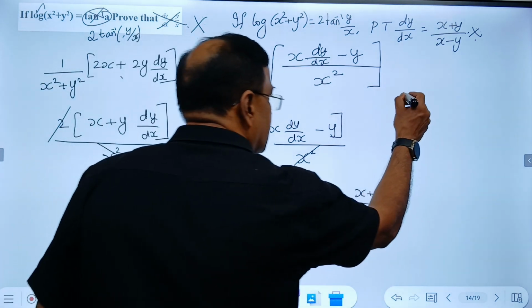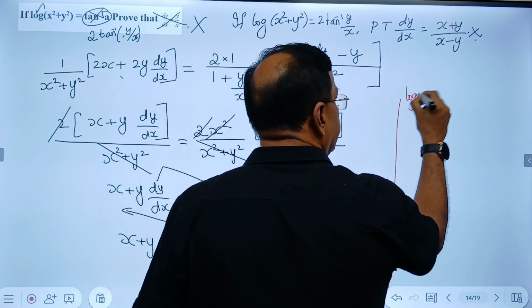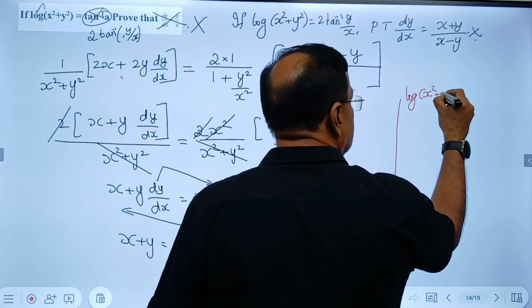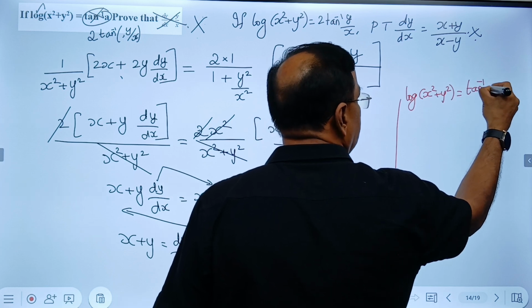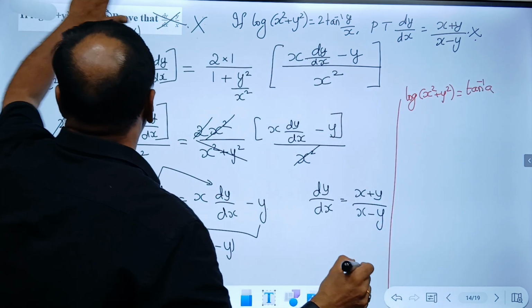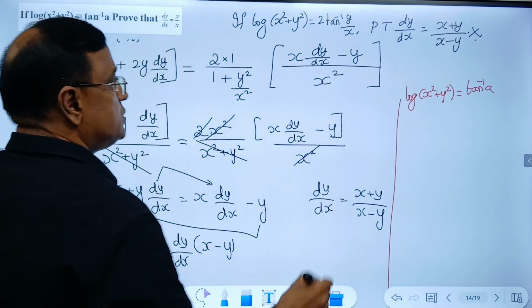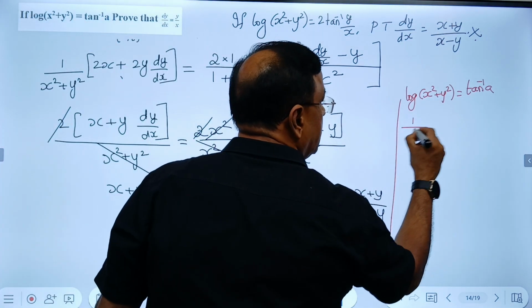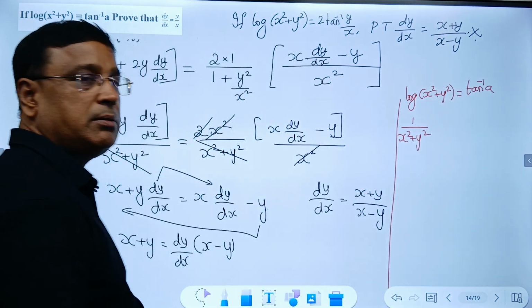Now that I have written that question, why should I leave it? I'll just do that. If it is log of x square plus y square equal to tan inverse of a, if this was the question, what would have happened? Let us see. Now, what is differentiation of log of x square plus y square? It is 1 by x square plus y square.